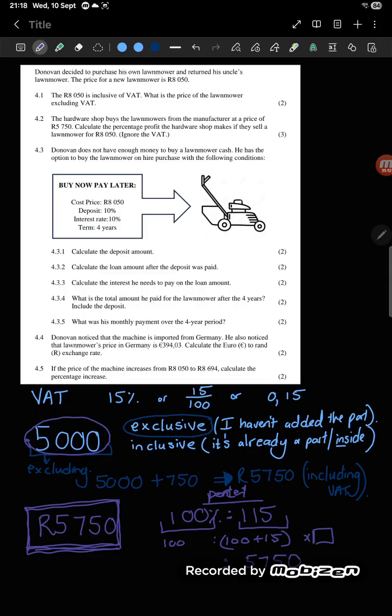And I had to times by something here to get this. In order to find out what I times by, you're going to do this. I times it by something to get to 5750. So I divide it by 115. And then I times it by 100 again to find my original amount.